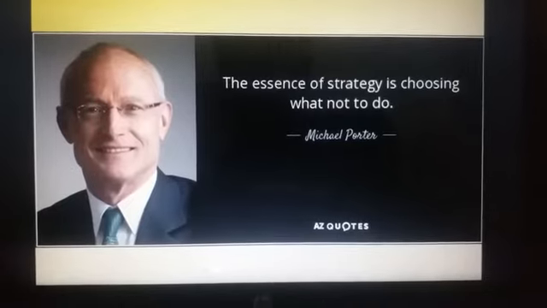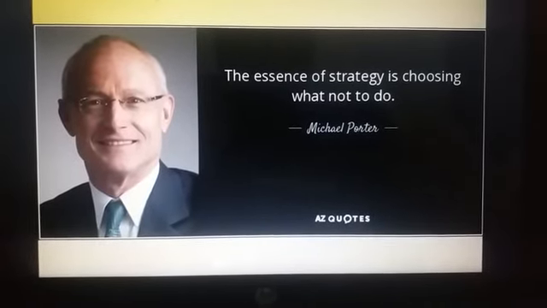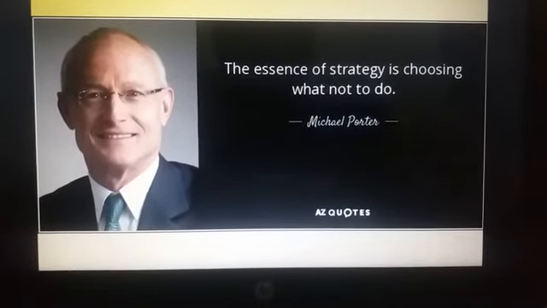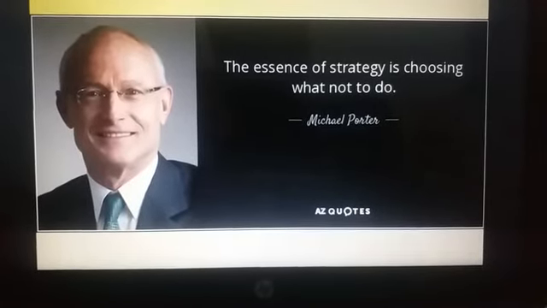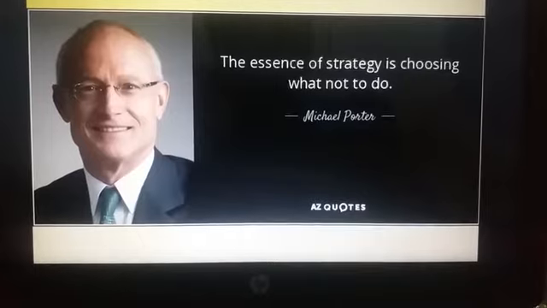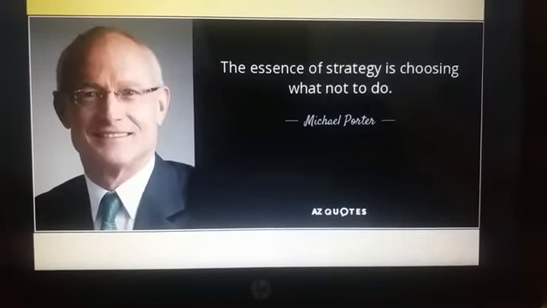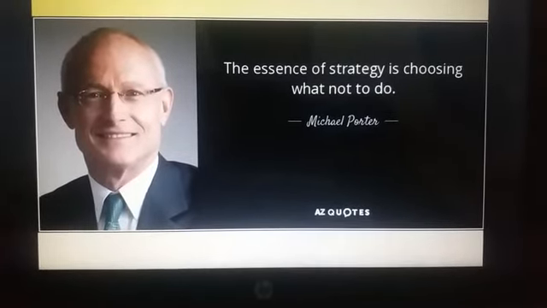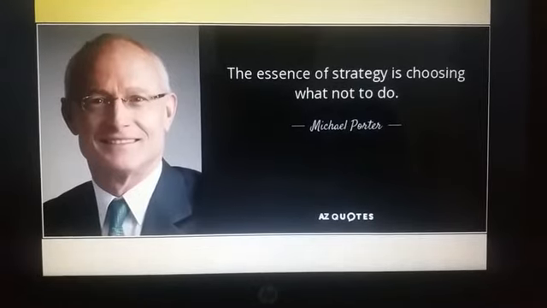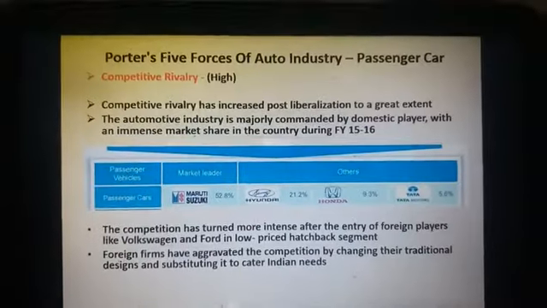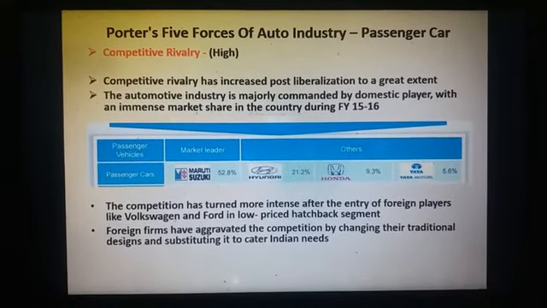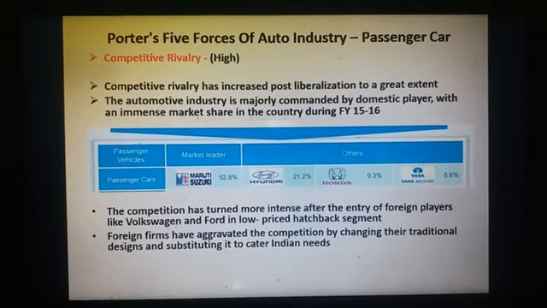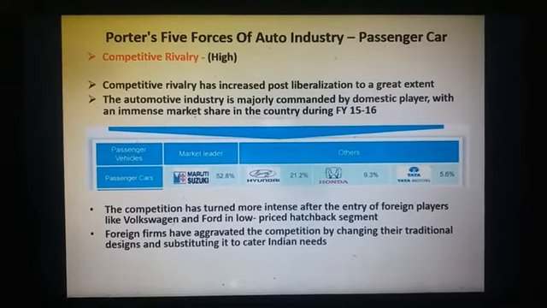So, whatever strategy you choose, you have to choose it wisely. The essence of strategy is that you must set limits on what you are trying to accomplish. The essence of strategy is choosing what not to do. Moving ahead, Porter's five forces model of the automobile industry. Now we have taken that on an average. How Porter's five forces model looks like in case of an automobile industry.